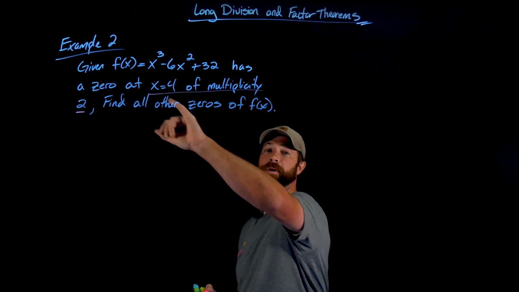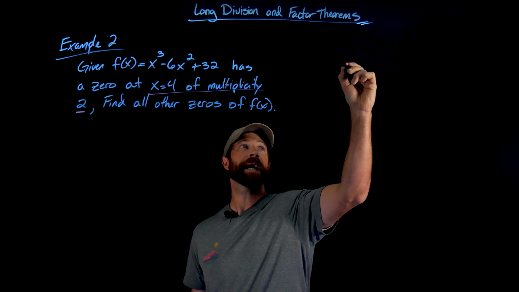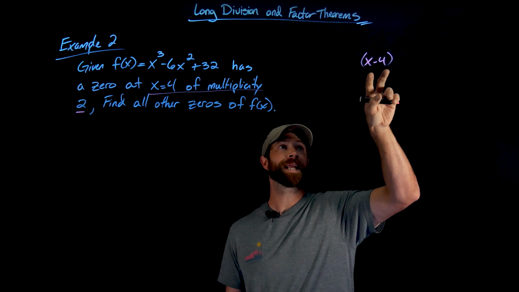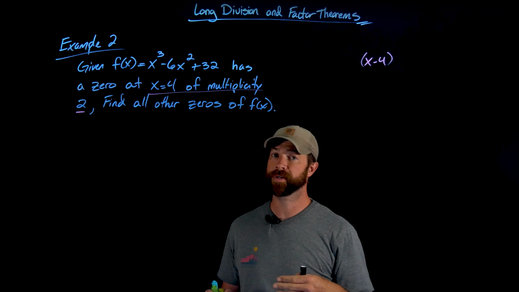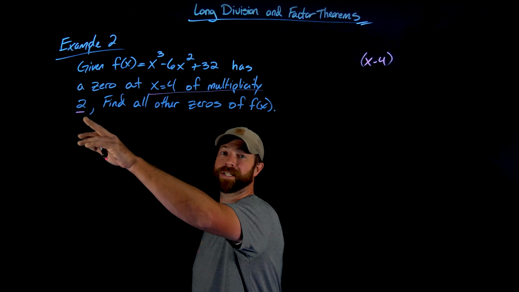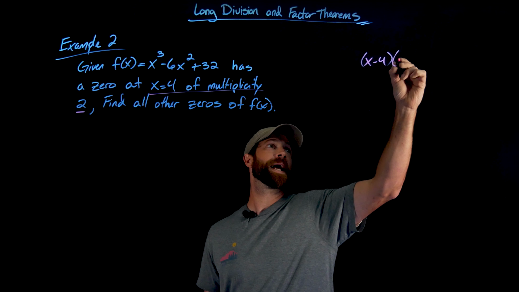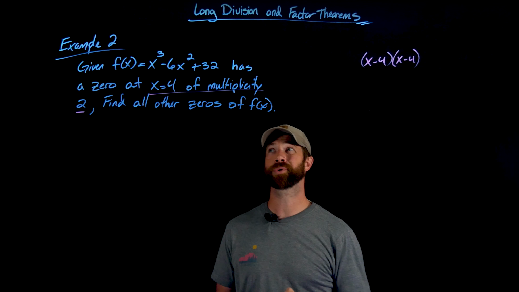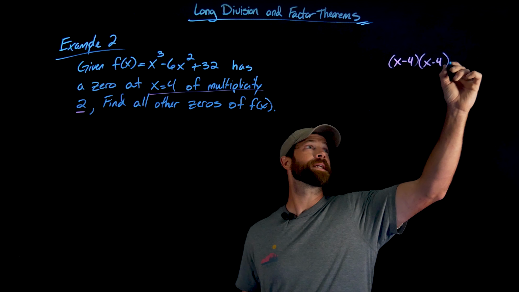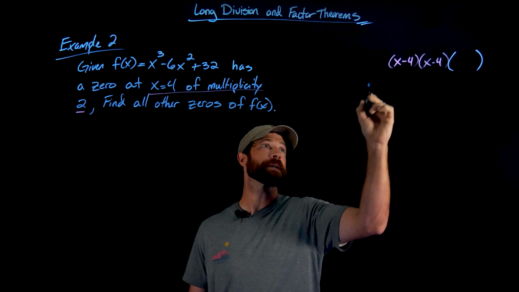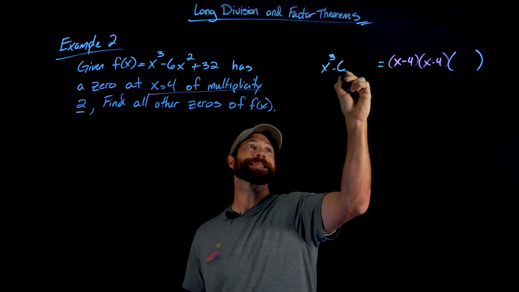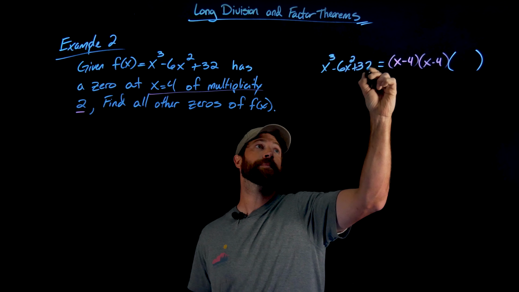What we know about this statement, the factor theorem says, is that x minus 4 must be a factor of f of x. That if we divide out x minus 4, we should get a remainder of 0. That's what it means that this is a factor. But we also know that it has a multiplicity of 2. So x minus 4 as a factor shows up twice. Therefore, x minus 4 times x minus 4 times some unknown factor here must equal this original polynomial of x cubed minus 6x squared plus 32.